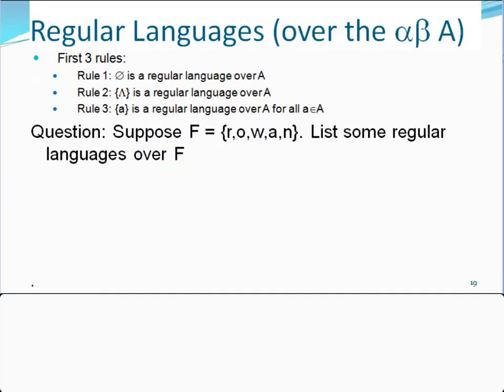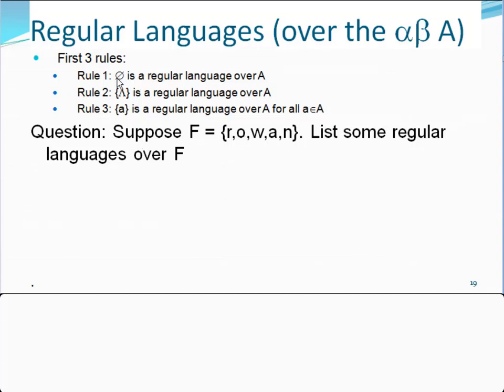Okay, so we'll get on to the full definition of regular languages in a minute, but let's start with just these first 3 rules, right? And let's suppose that I have an alphabet that's called F, just so you don't think all alphabets are called A. And F is an alphabet, so it's a set of symbols. So it is, let's see, 1, 2, 3, 4, 5 symbols. The letters R, O, W, A, and N. And my question is, list some regular languages over F. So let's list all the languages that we can get from these 3 rules.